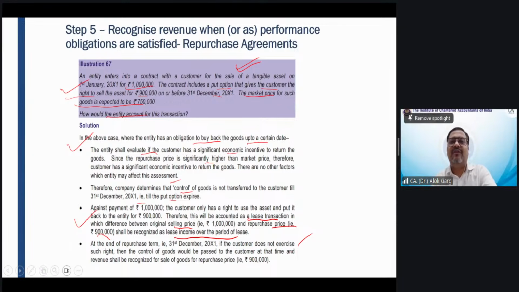Is that clear or not clear? Please tell me. Is that clear? Not clear? Yes? Clear? Very good.